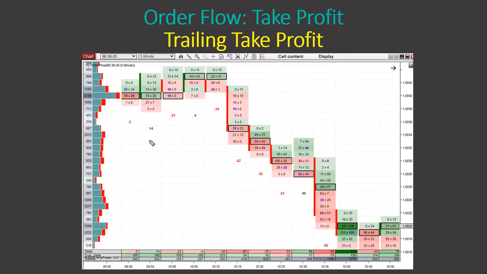Now in this example, it's pretty clear that sellers are dominating the market, so you can trail your short position if you see something like that. Price is dropping, delta mostly negative, there are selling imbalances. All those are signs of aggressive sellers dominating the market.